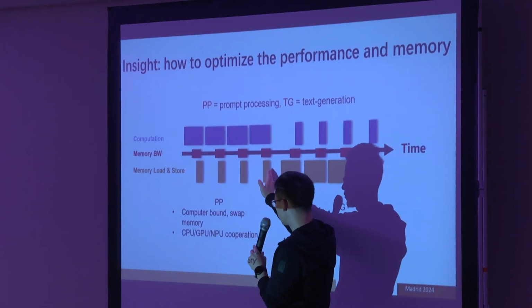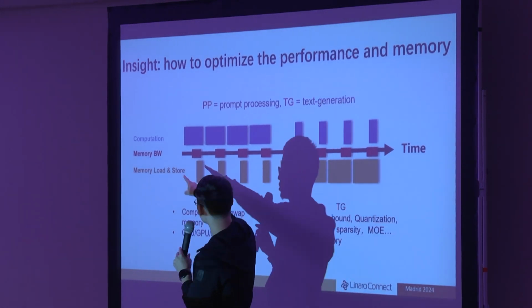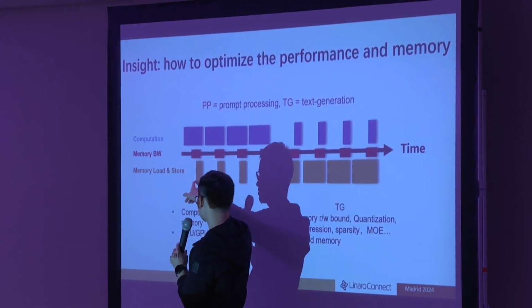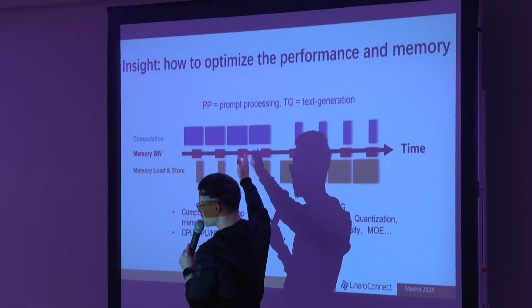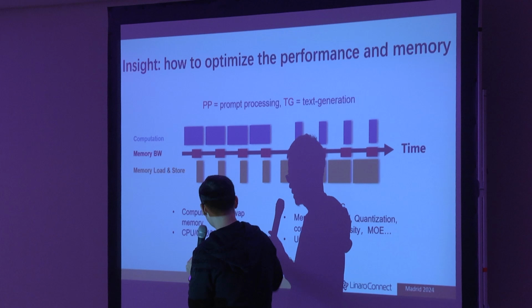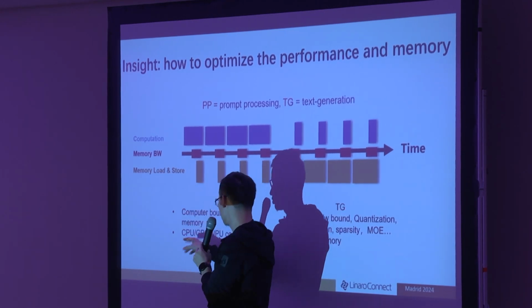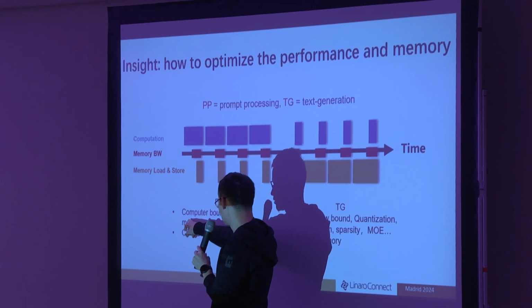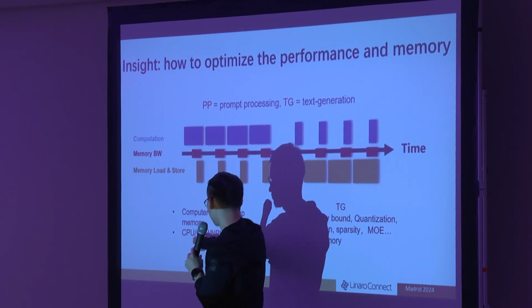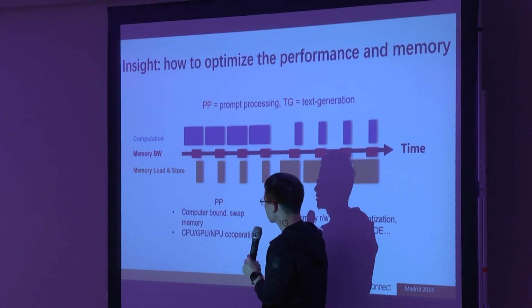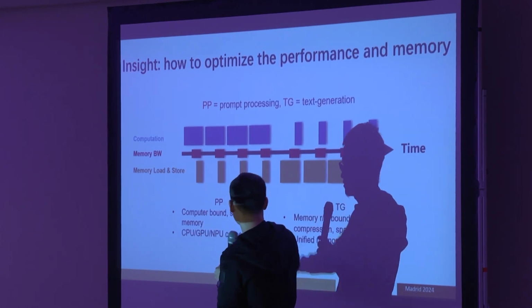So you can see the first part, the computation is very, very heavy, but the memory load is not so critical. So it's a compute-bound period. So in this time, you need to do a lot. If you want to optimize the system, you need to use compute-bound methods. You can use CPU, GPU, and NPU cooperating together to make the computation faster.